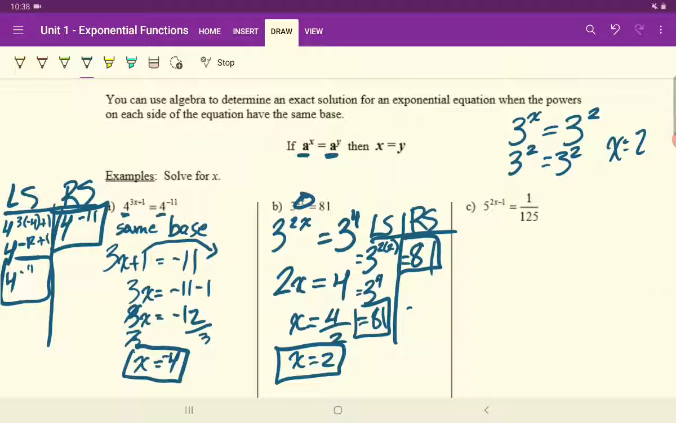Okay, now we get a little bit more challenging, and this is going to test out your knowledge of the exponent laws. So clearly I don't have the same base again, but I have a base of 5 on the left and I have 1 over 125 on the right. I have to change the 1 over 125 to have a base of 5. Let's see here.